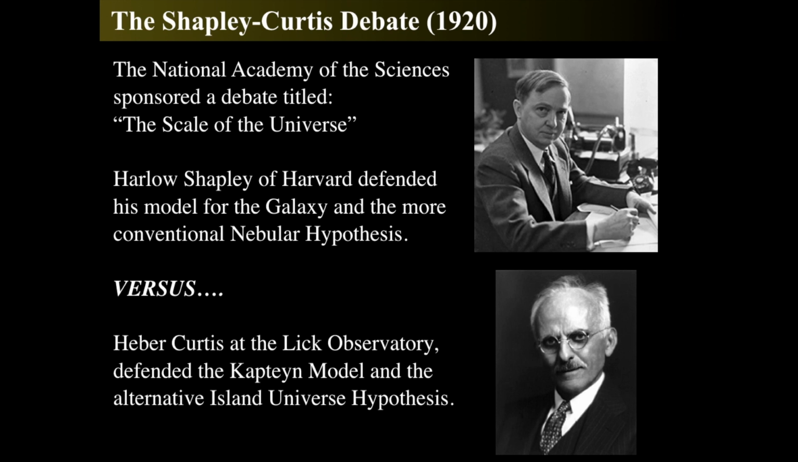However, there was an upstart astronomer named Heber Curtis at the Lick Observatory who defended Kapteyn's model that the universe was very, very large, and entertained the concept that the island universe hypothesis was the right one, meaning that the Milky Way was one of many. And so Shapley utilized physics and the postulate of the formation of planets and stars. And Heber Curtis utilized the idea that the spiral galaxies or the spiral nebulae looked very similar in appearance to our Milky Way. And so like things must be like objects.